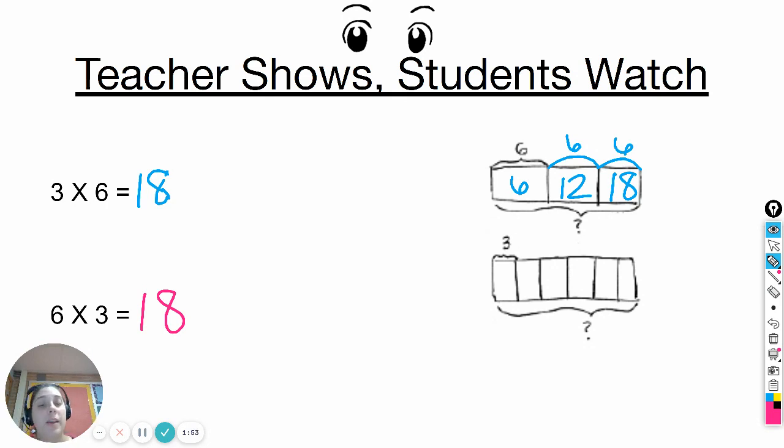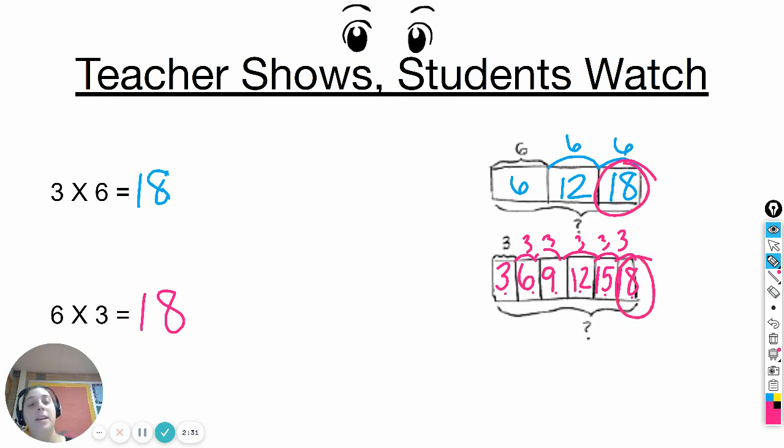Let's go ahead and prove that. We have our picture over here. Each of these groups we're going to have to count by 3s. And there's 1, 2, 3, 4, 5, 6 groups. 6 groups of 3. Let's go ahead and count by 3s. This you should be a little more familiar with because we've been practicing it since the beginning of the year. 3, 6, 9, 12, 15, 18. And we did end up with that same product, or the same answer.